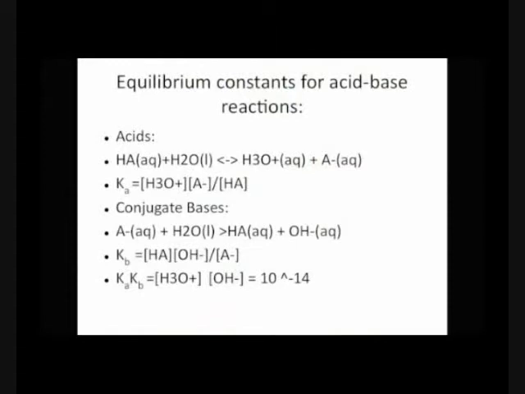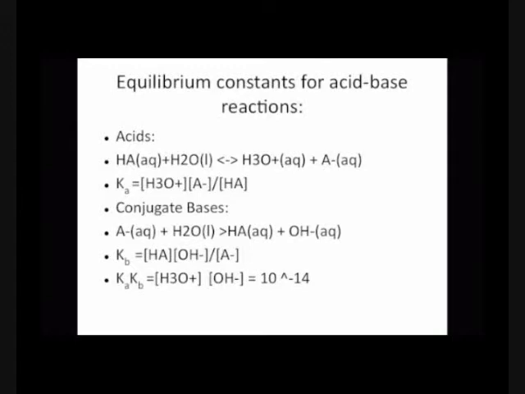For the general reaction between a Bronsted-Lowry acid and water, that is, Bronsted-Lowry acid plus water equals hydronium plus the conjugate base of the Bronsted-Lowry acid, based on the normal way that an equilibrium constant would be determined, the equilibrium constant will be the concentration of hydronium at the end times the concentration of the conjugate base at the end divided by the concentration of the acid at the end.